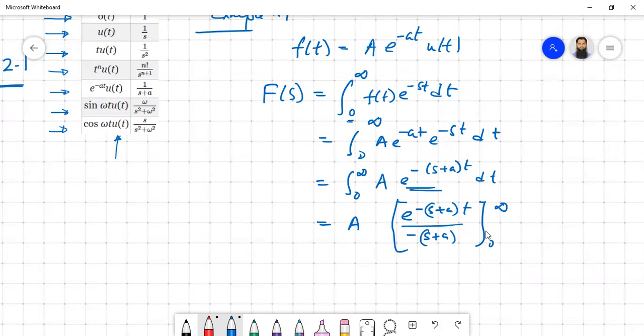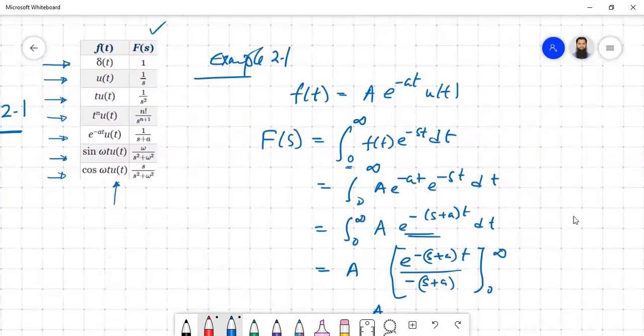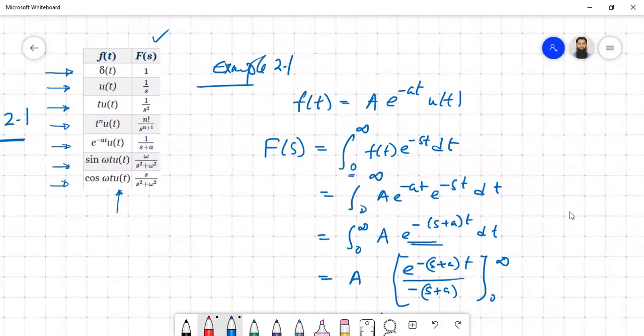Okay, so if you apply infinity, it is going to become 0. And if you apply 0, then it will become 1. So basically 0 minus 1, so minus 1 will be multiplied with this one. So what you're going to get is basically a by s plus a. So this is your Laplace transformation of a e to the power minus a t, small a t. But you don't have to do that because it is already there.